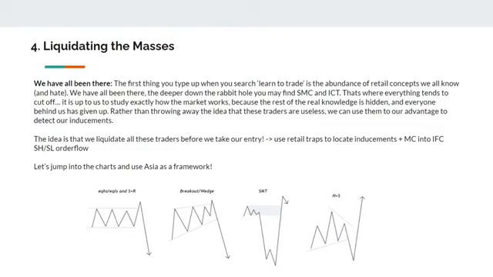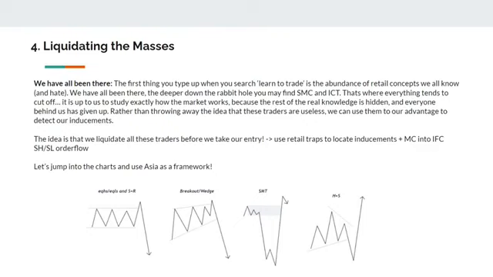We've all been there. The deeper down the rabbit hole, you may find smart money concepts and ICT, right? That's where everything tends to cut off. It's up to us to study how the market works, because the rest of the real knowledge is hidden. It's purposely hidden because the banks don't want us to know, and everyone behind us has given up, right?